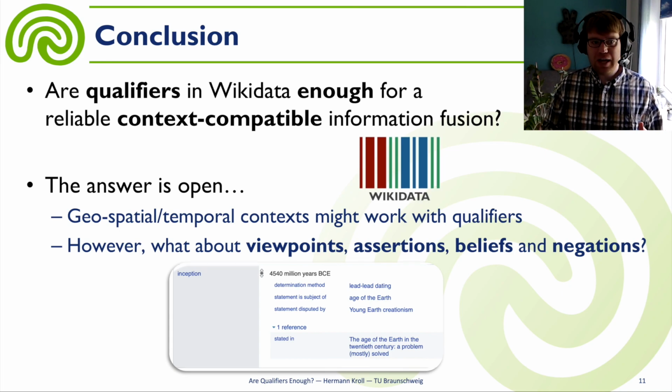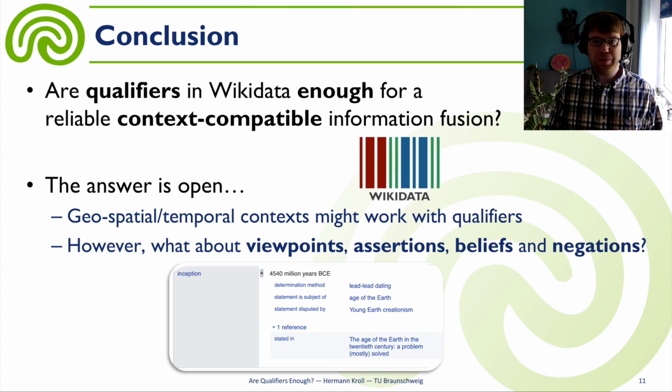In the end, I would love to discuss the following question with you. Are qualifiers in Wikidata enough for a reliable, context-compatible information fusion? I don't know the answer to the question. I think maybe if we think about geospatial or temporal context, right, we could build rules, right? For statements with the same time interval, everything is fine. But if we think about the different plethora of combinations, I think it becomes impossible to do it.